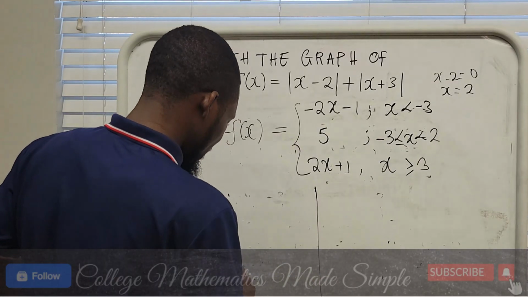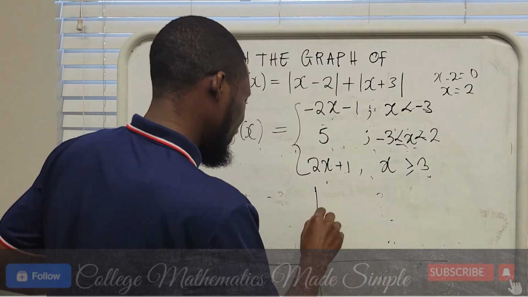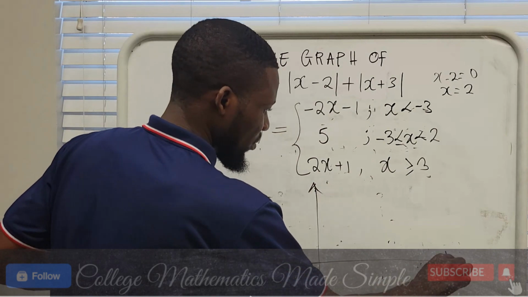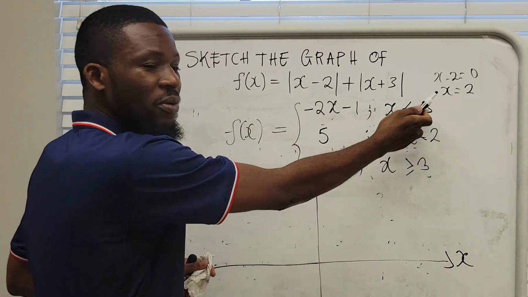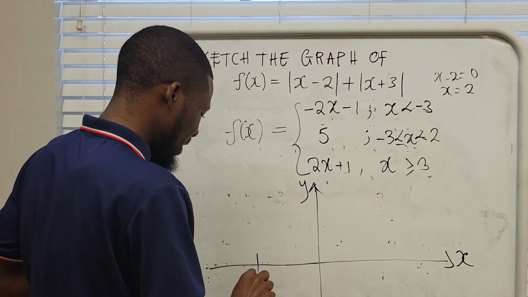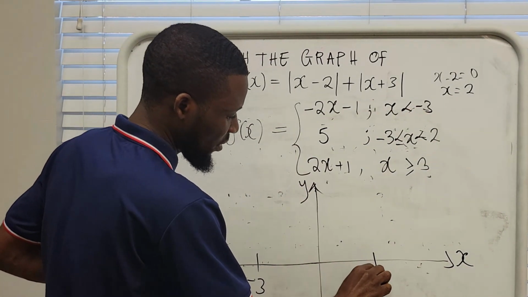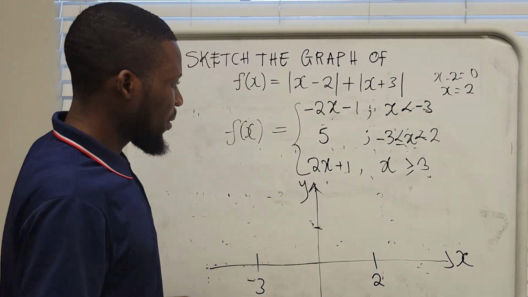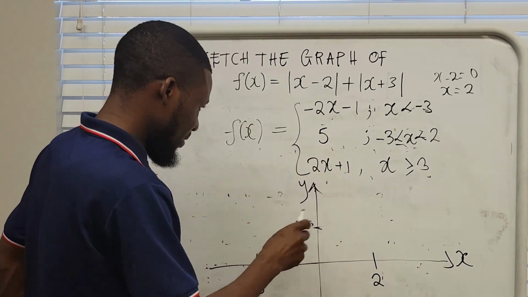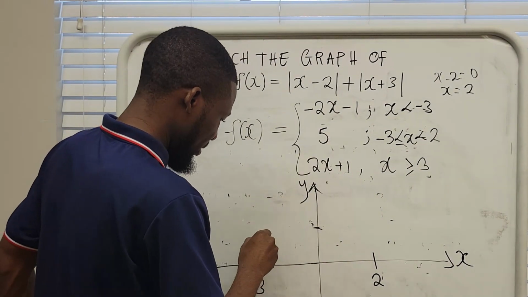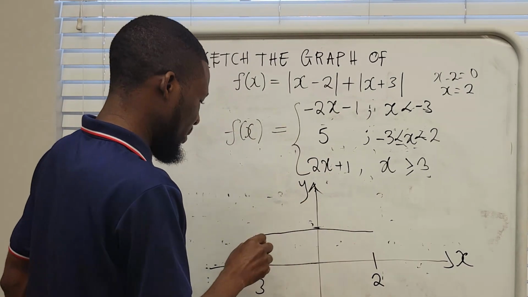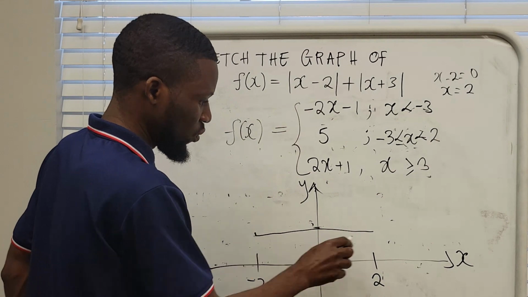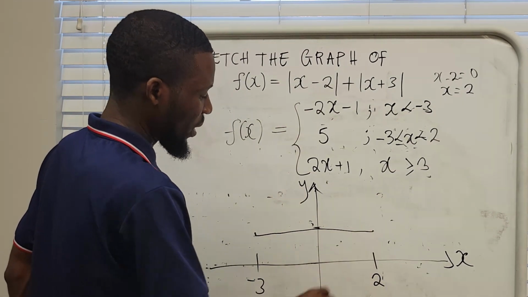What is important here is this figure. So I have y and x. Remember you have negative 3, so I will put my negative 3 here and I'll put my 2 here. I will start in the middle. I have y is equal to 5. So this is the line y equals 5, from negative 3 to positive 2.